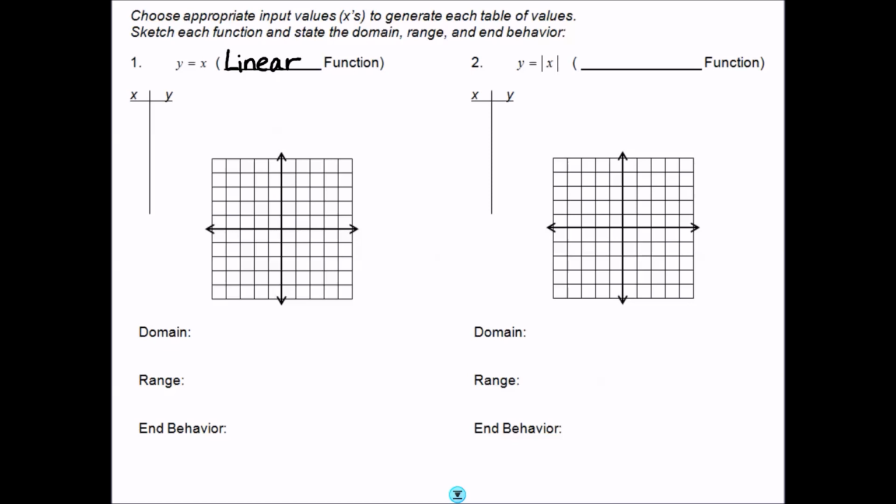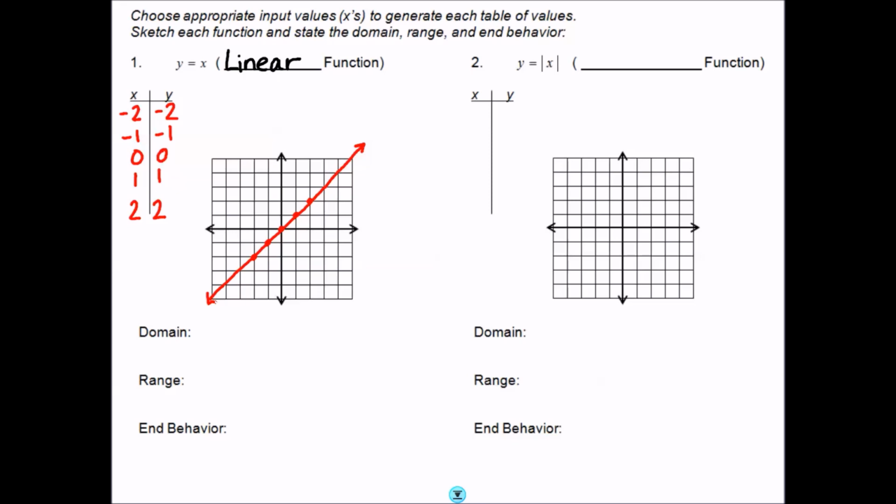I'm going to pick x values that I know will fit on this graph and will give us a good graph of the equation. So I'm going to pick -2, -1, 0, 1, and 2. So if y equals x, that means that all of the y's are the same as all of the x's. So if I plot these points on the graph, I have (-2, -2), (-1, -1), (0, 0), (1, 1), and (2, 2). So my graph is a line with a slope of 1 going through the origin.